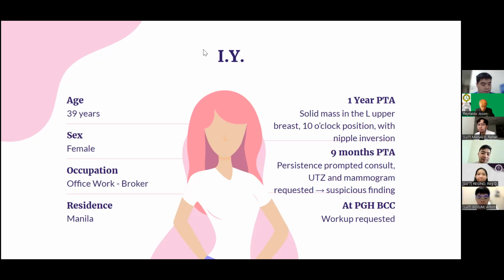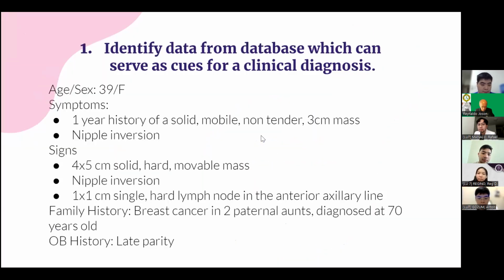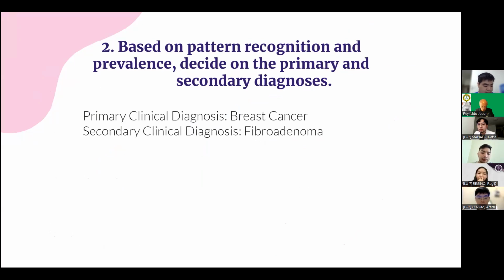So let's go to the diagnosis. So the primary diagnosis you mentioned is CA. Secondary diagnosis is fibroadenoma. Okay. So you have a different approach in trying to justify your primary and secondary. But in my video, I told you about the pattern recognition and the prevalence, right? Pattern recognition and prevalence, as the two processes that you use to come out with a clinical diagnosis.